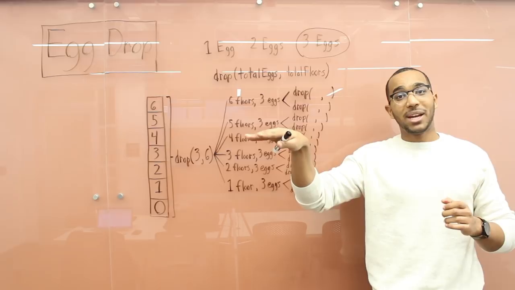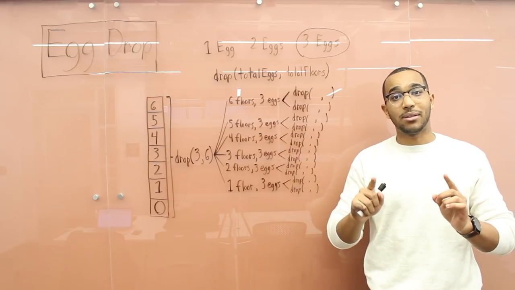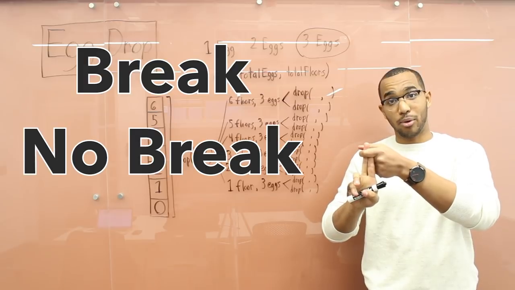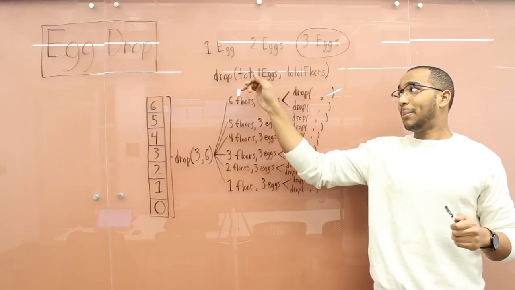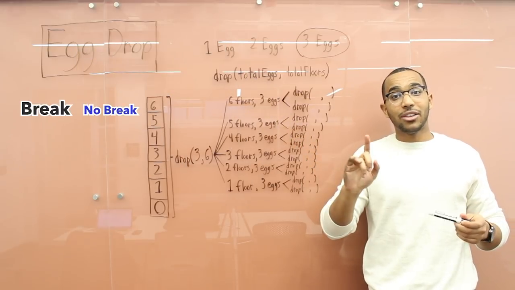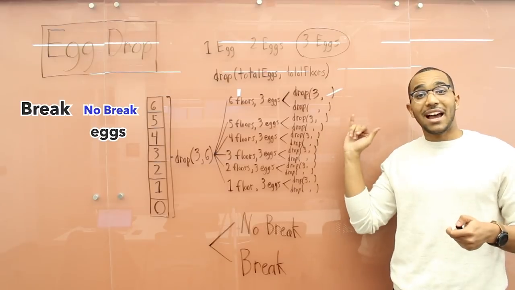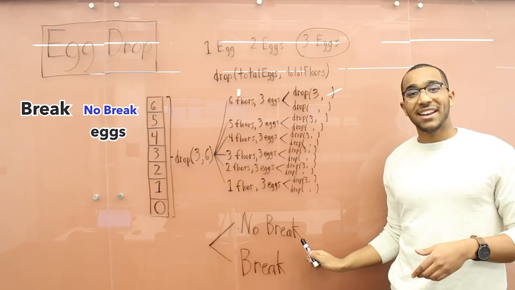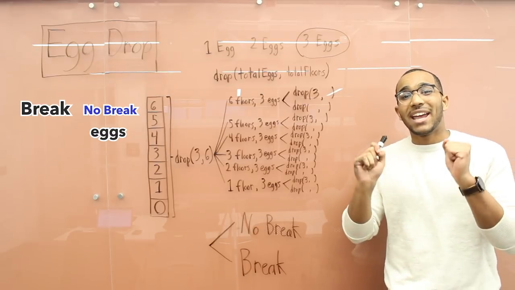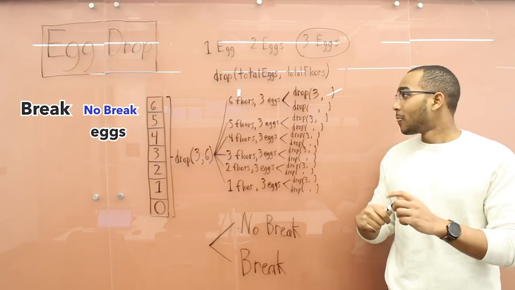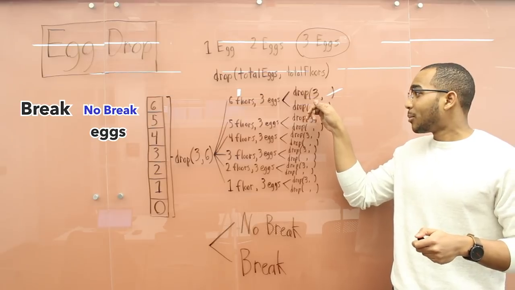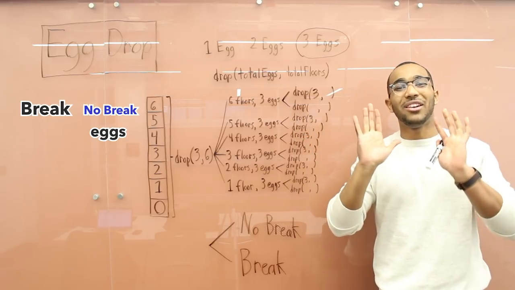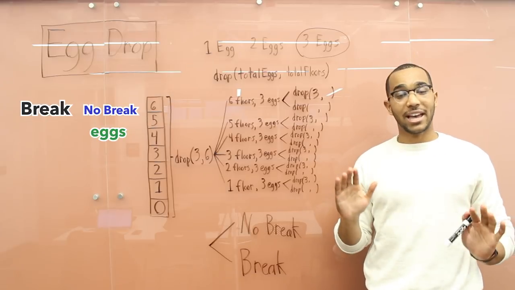So, okay, I have 6 floors and 3 eggs. If I drop an egg, what can happen? The egg can break or the egg cannot break. So what's going to happen is my total eggs will either stay the same. Notice how I just put a 3 for the no break. For the no break, that means that my egg did not break. For our call, we're going to keep the amount of eggs the same. None of the eggs broke.